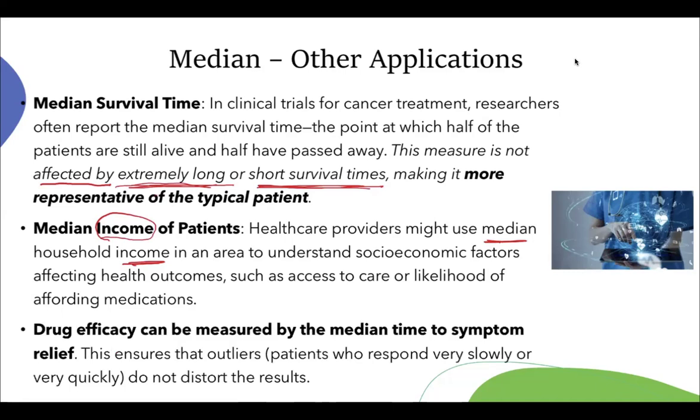Another thing that can be measured with the median is drug efficacy, the median time to symptom relief. Okay, how much time does it take for a symptom to go away or be relieved? Outliers are the patients who respond either very, very slowly or very, very quickly. They would be ignored when you're looking at the median, and you would just be looking at the very center of this distribution.